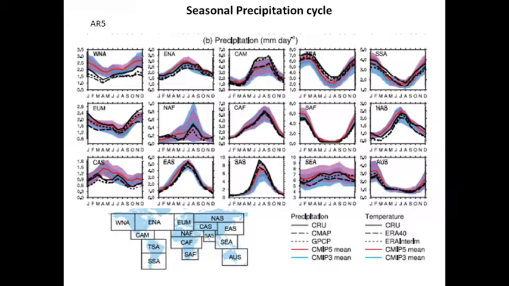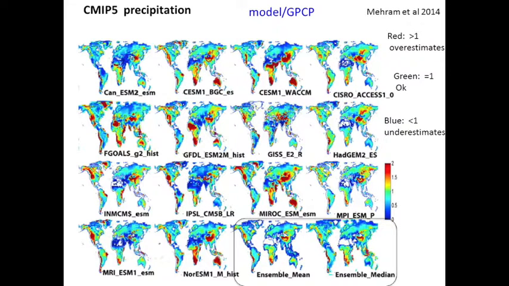Yeah, I have a question. In the previous figure, you have values of minus 1 or more than 1, so the bias, okay? But what limit do you consider for good model results? Here I have only 0 to 2 because it's a ratio. It's not a difference, it's a ratio.